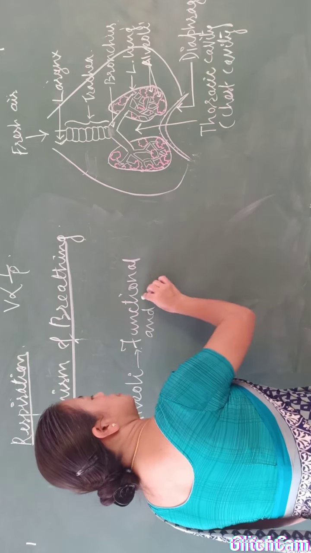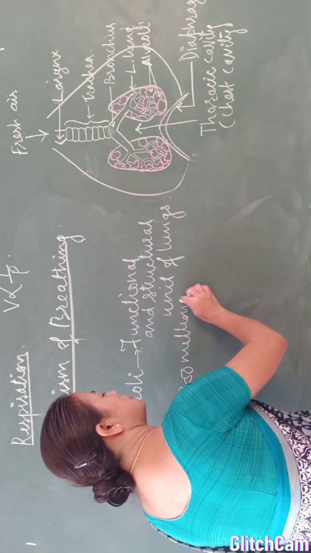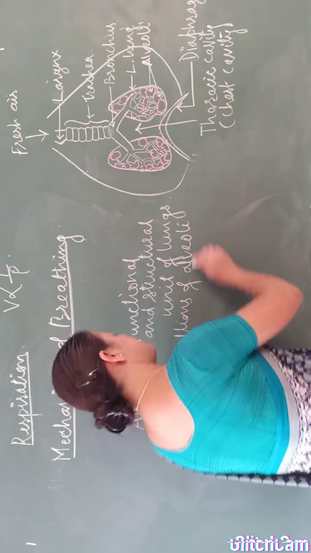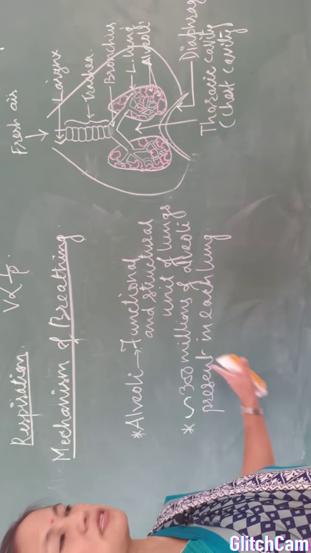First, I say alveoli, these are the functional and structural unit of lungs. And I said how many? Approximately 300 million of alveoli present in each lung. This is one point, this is another point. This symbol is the symbol of approximation, students. So, altogether there will be approximately 600 million alveoli.